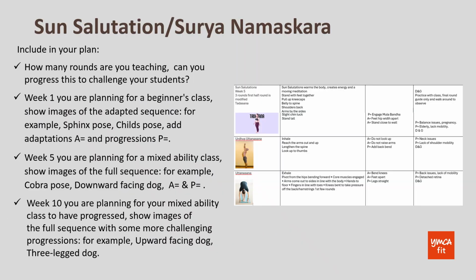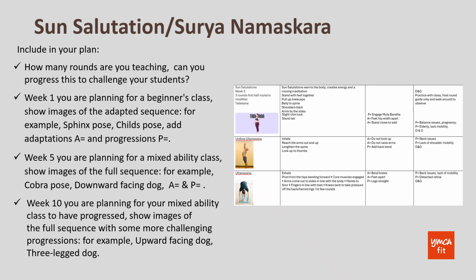In the same way you created your plan for the initial relaxation, you'll use the same template for your sun salutation. As we explained in a little bit more detail in the previous slide, there's a little bit of different information that needs to be put into this particular lesson plan. If you can see in the first column, you need to indicate how many rounds of sun salutation you're going to do. So this is for week 5 here.